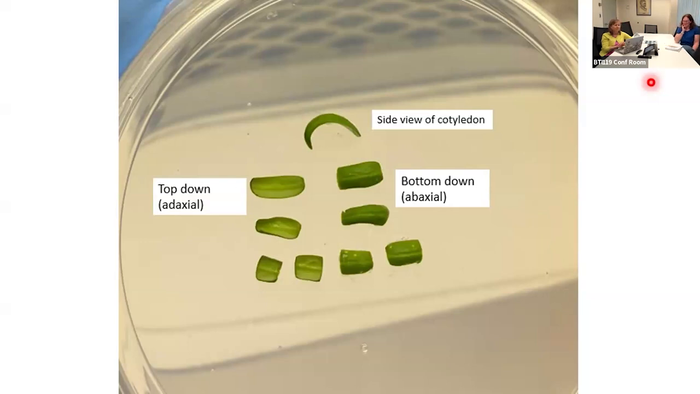Okay. So when you first cut the cotyledons to do the transformation, and you place them back on the filter paper, they are top-down adaxial. And after the transformation, they're still top-down adaxial. But after they've... Sorry, I got the pointer to work.